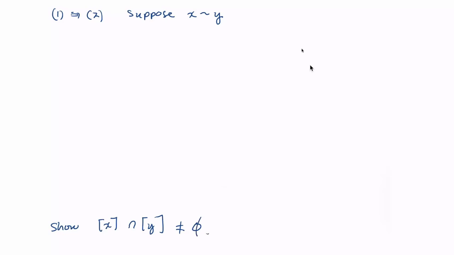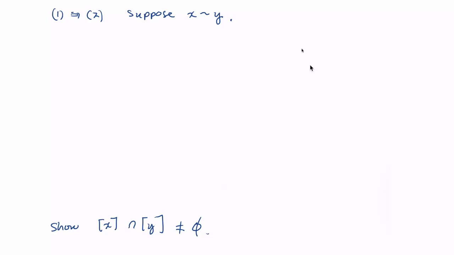So lastly, we want to show that 1 implies 2. Suppose x is related to y, we want to end up with their intersection must be non-empty. How do we show that the intersection of two sets is not empty? All we have to do is to find. This is an existential proof, right? We just have to find an element that belongs in both this set and this set. What do you think is that?